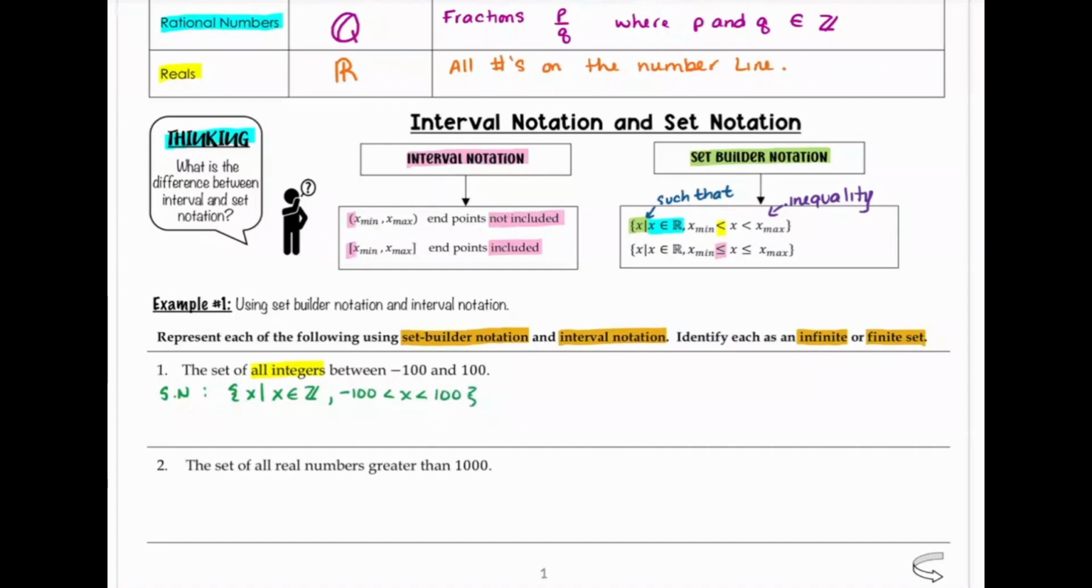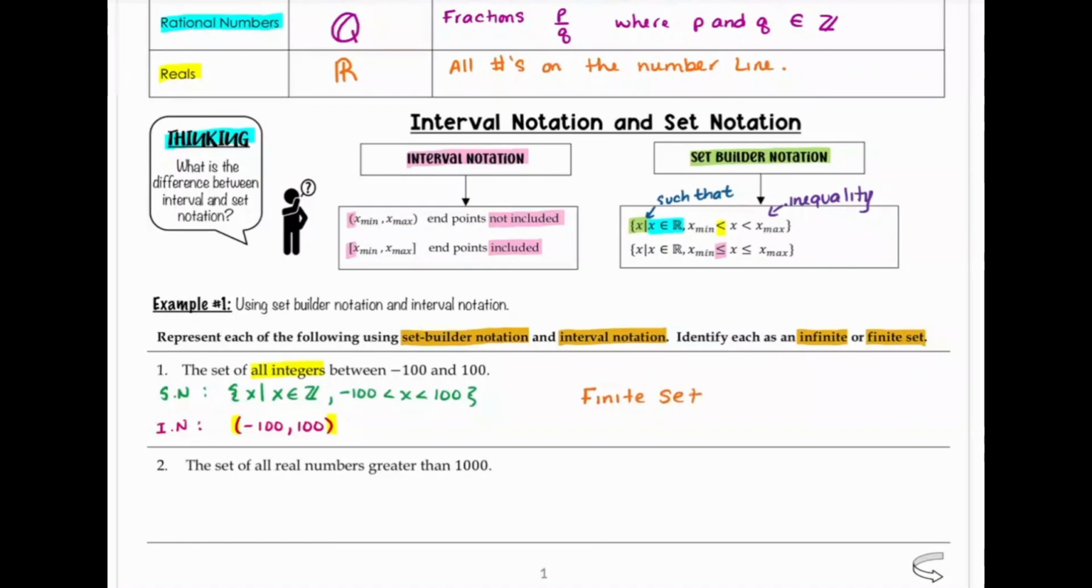Since these numbers are only in between, negative 100 and 100 are not included. For interval notation, IN for short, the numbers negative 100, comma, to 100 are both not included, so we are using parentheses on both ends. Now, the last thing that we want to identify is whether we have an infinite or finite set. Just looking at the inequality or interval notation, we have some start and some finish. So this is a finite set.